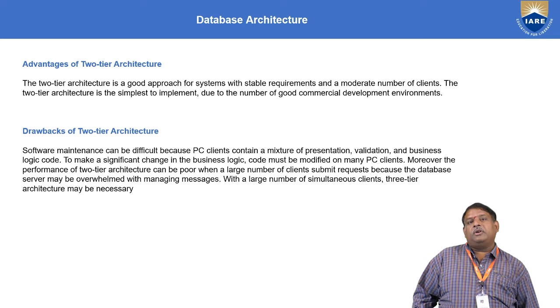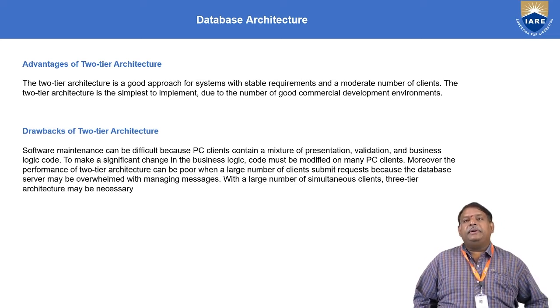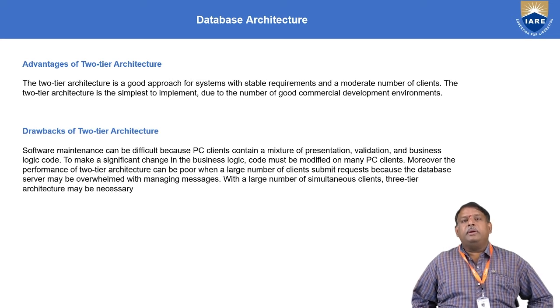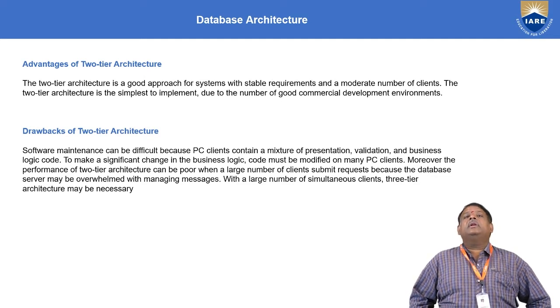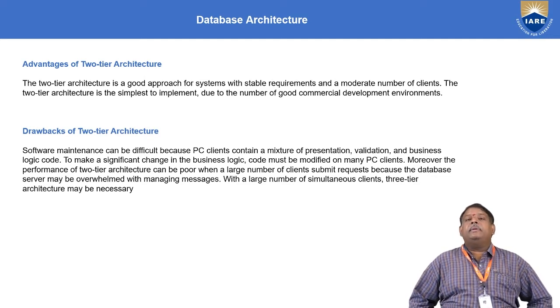Moreover, the performance of two-tier architecture can be poor when a large number of clients submit requests, because the database server may be overwhelmed with managing messages. With a large number of simultaneous clients, the three-tier architecture may be necessary.